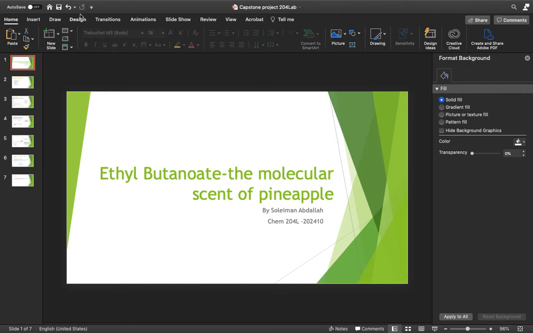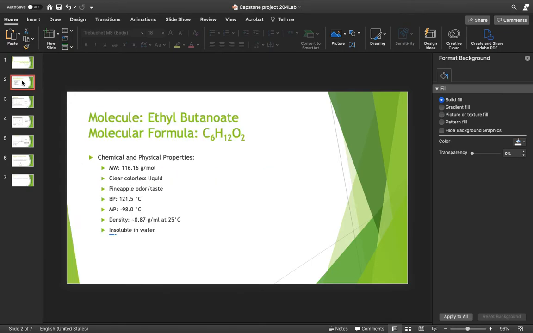I thought it was interesting that this is one of the molecules responsible for the sweet scent of pineapples, or also I found that it could be considered a scent of mangoes online. So let's get into it. The molecular formula for ethyl butanoate is C6H12O2. It's a fairly simple molecule.